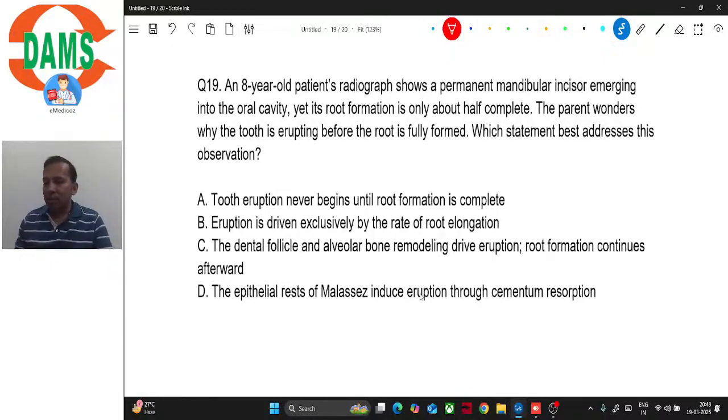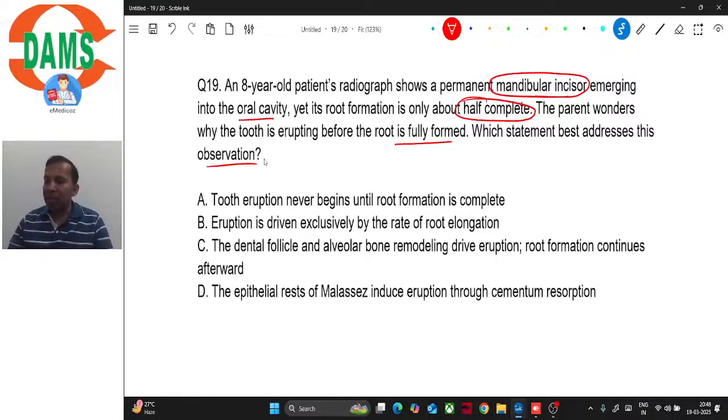So next question, an 8-year-old patient's radiograph shows a permanent mandibular incisor emerging into the oral cavity. So the tooth is erupting, yet its root formation is only about half complete. So its root is only half formed. The parent wonders why the tooth is erupting before the root is fully formed. Which statement best addresses this observation? So what do you think would be the correct answer for this question?